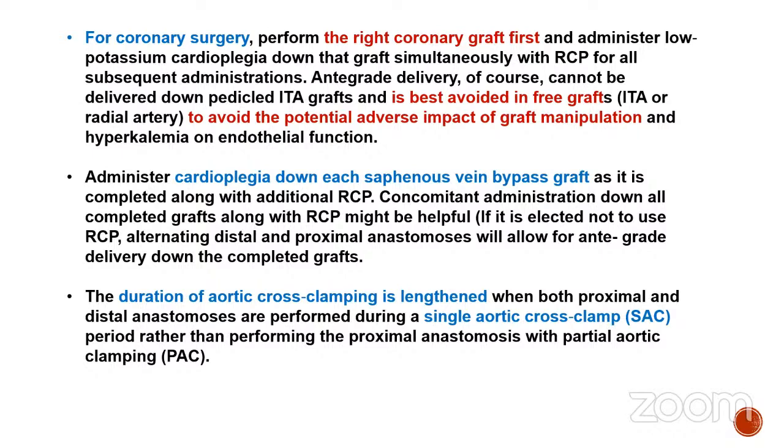If it is elected not to use retrograde cardioplegia, alternating distal and proximal anastomoses will allow for antegrade delivery down the completed graft. The duration of aortic cross-clamping is lengthened when both proximal and distal anastomoses are performed using a single aortic cross-clamp period rather than performing proximal anastomoses with partial aortic cross-clamping.